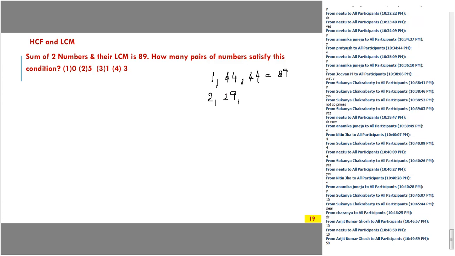What's the LCM of 2 and 29? Is it also 89 or not?